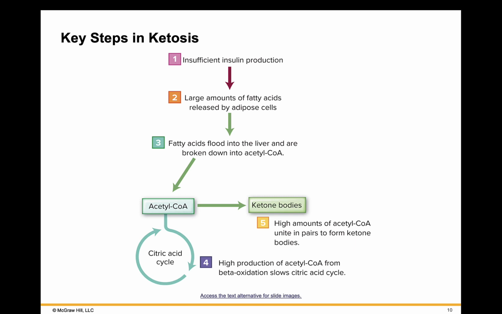Now here, if we look at the key steps in ketosis, first, there's insufficient insulin production. Here we have a diabetic. Large amounts of fatty acids are released by adipose cells. These fatty acids flood into the liver and are broken down into acetyl-CoA. This high production of acetyl-CoA from beta oxidation slows down the citric acid cycle. So now we have this high amount of acetyl-CoA, and they unite in pairs to form ketone bodies.